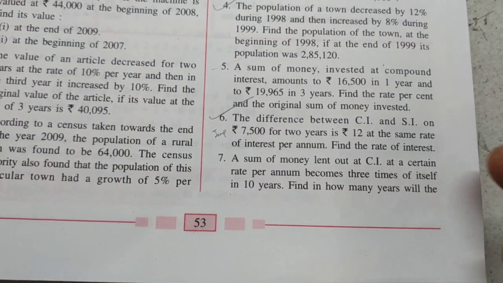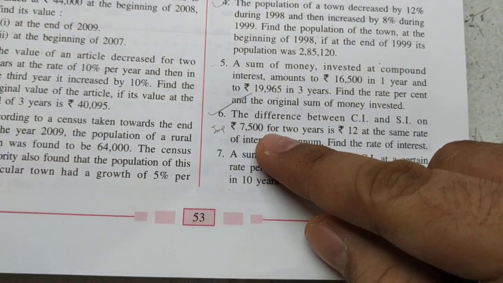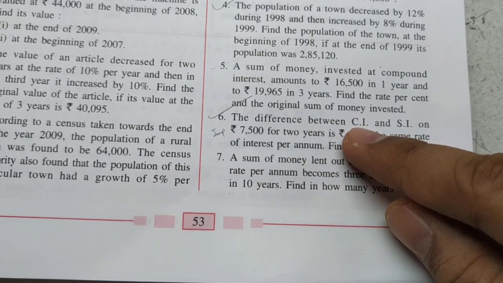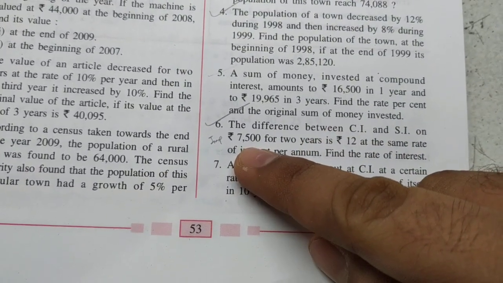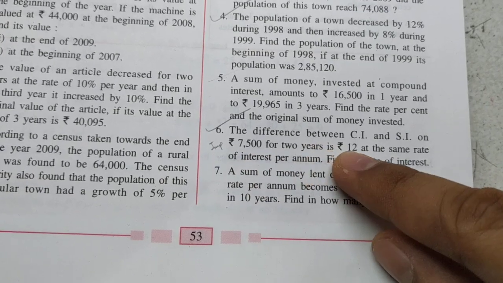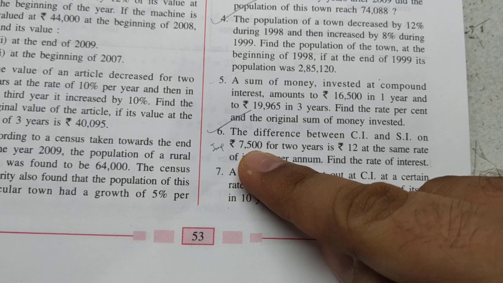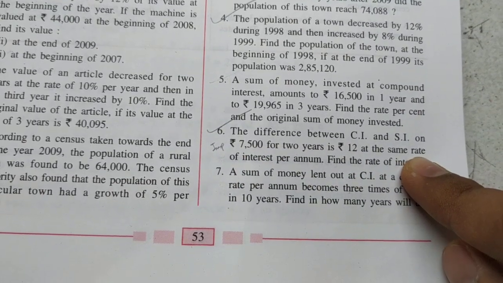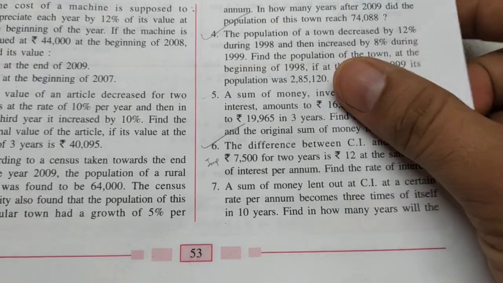Now in the sixth sum, the difference between CI and SI on the principal of 7,500 for 2 years is given as rupees 12. Note here principal is given and the rate is asked. It looks like a very simple sum, but the calculation is challenging. So let's see how to solve this.